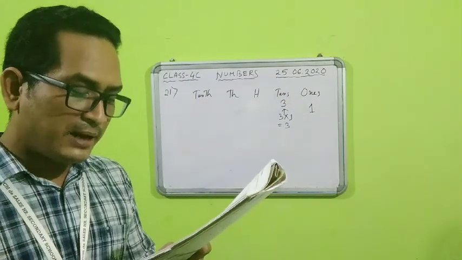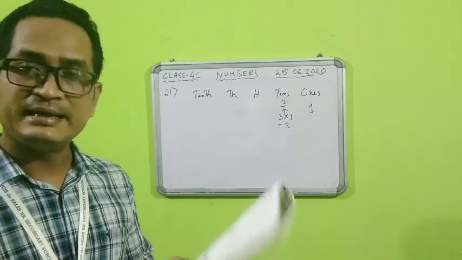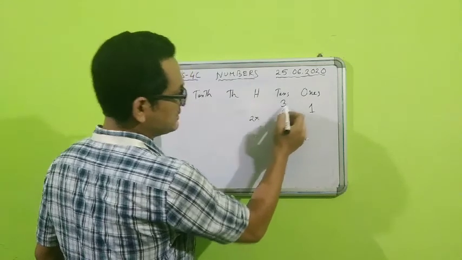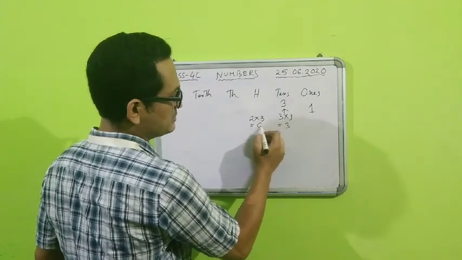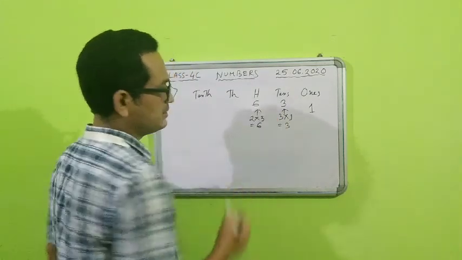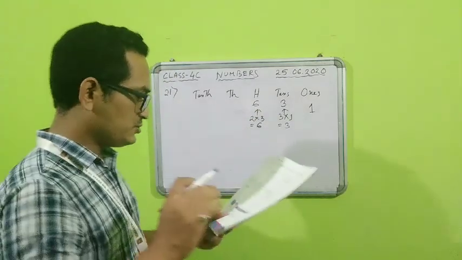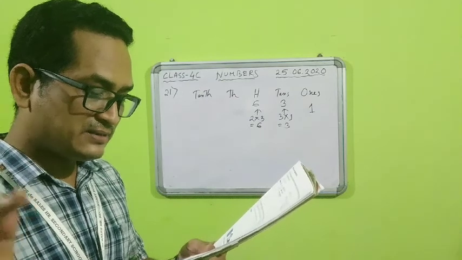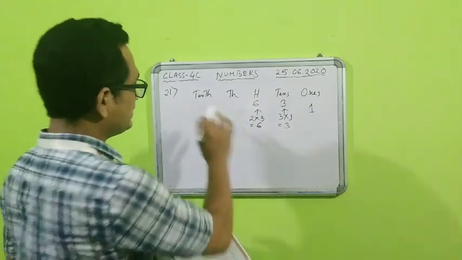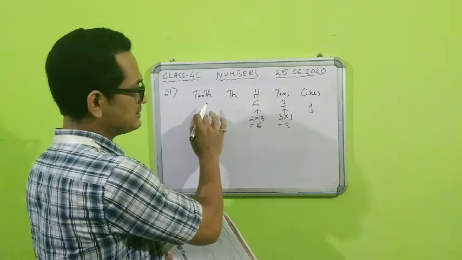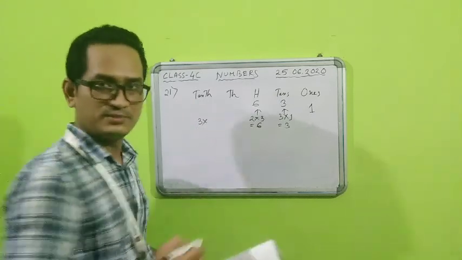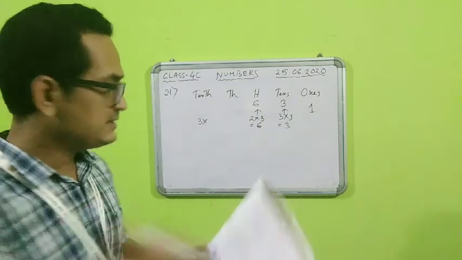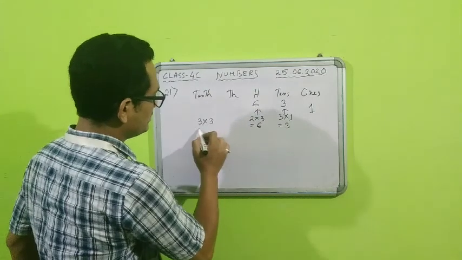Then they say my hundreds digit is 2 times my tens digit. The tens digit is 3, so 2 times 3 is how much? 6. So here 6 will come. Fine. So we got the hundreds, tens, and ones places. Now my ten-thousands digit is thrice my tens digit. Thrice means 3 into the tens digit. The tens digit is 3, so 3 into 3 will be how much? 9.